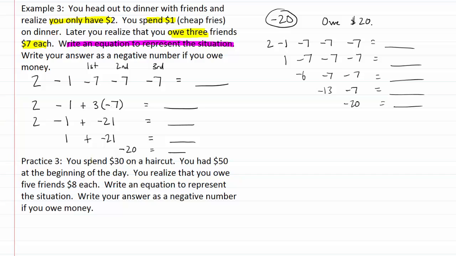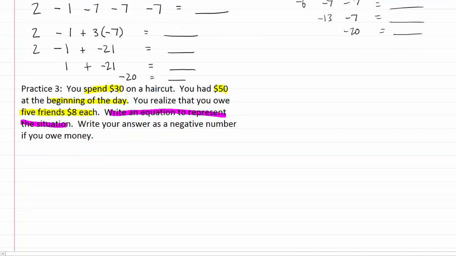So you spend $30. You had $50 at the beginning of the day. You realize you owe 5 friends $8. Now we need to write an equation to represent the situation. So first the equation, and then we're going to solve it. I'm going to give myself just a little bit more room here. So if we spend $30 on a haircut and we had $50 at the beginning of the day, I'm going to start out with how much money I have at the beginning of the day, $50. So I have $50 and I spend 30 of it on my haircut. Now I've got 50 and I've spent 30.